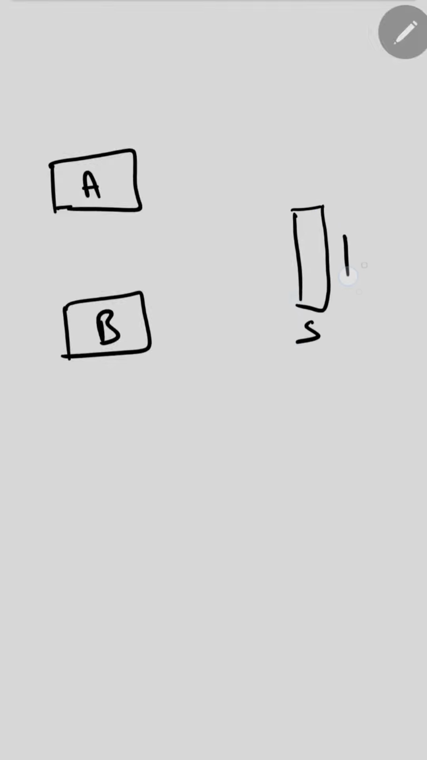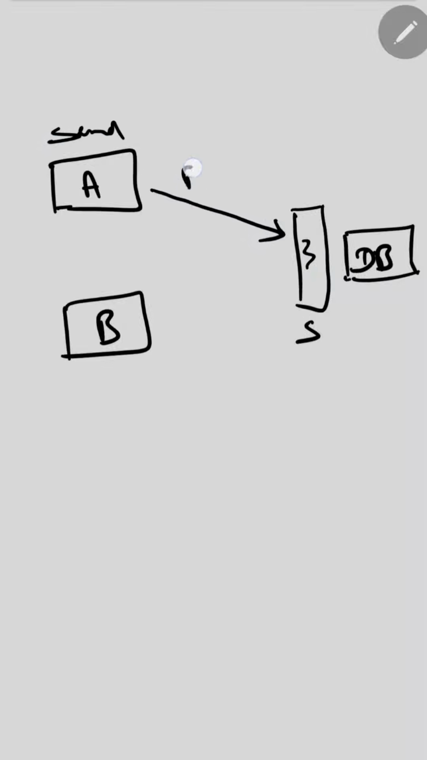Suppose there are two users, user A and user B, and they want to talk to each other. Then there is a server, then there is a DB. If there were no WebSockets, how would communication happen? Suppose A wants to send a message. A would make a POST request, and B, to fetch messages, would make a GET request. That would happen in the case of HTTP.